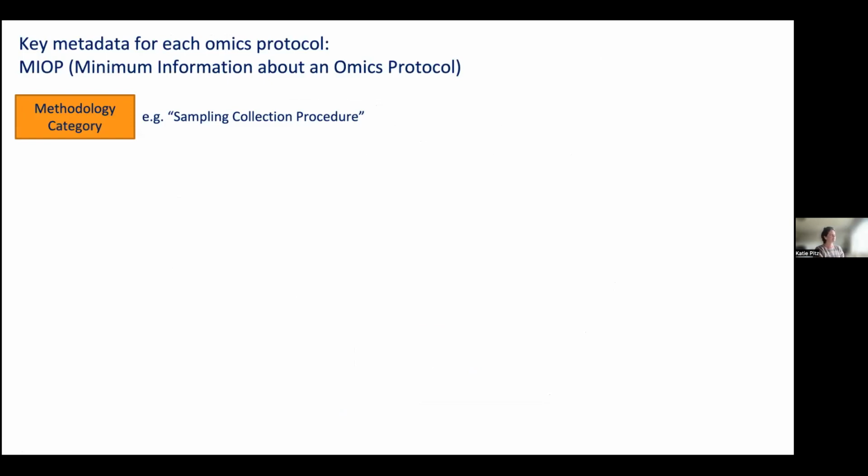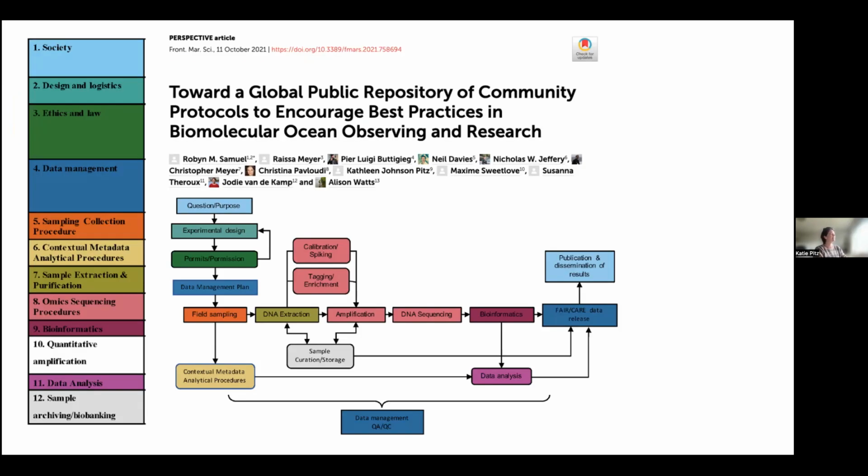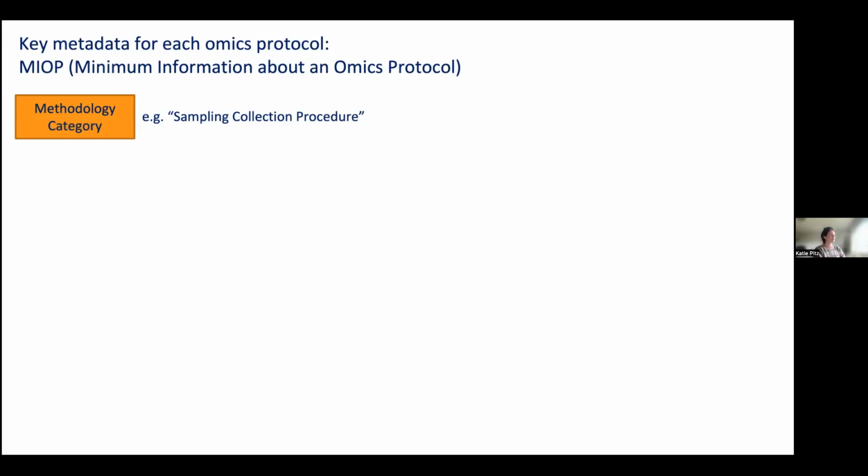One key part of this too is we decided there's some key metadata that we need to describe each protocol that lets us compare them as well. So the first metadata term is methodology category. This is just referring to those categories I presented in the last slide, from sampling design, I can go back, sampling design or omics sequencing procedure to data analysis. So these broader thematic categories of different kinds of protocols. That term will go under methodology category.